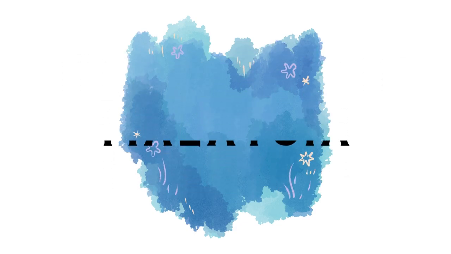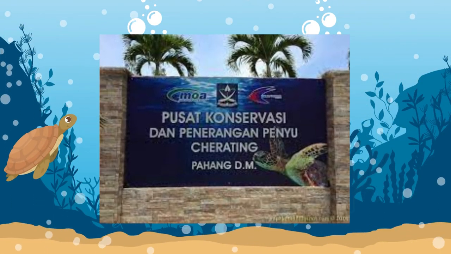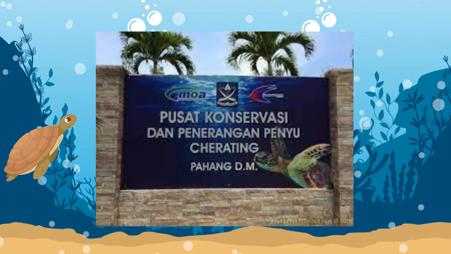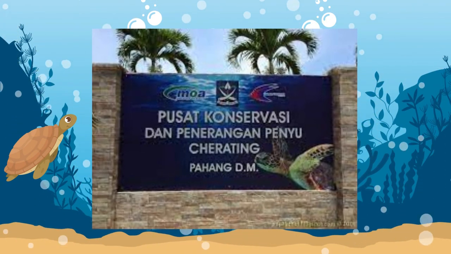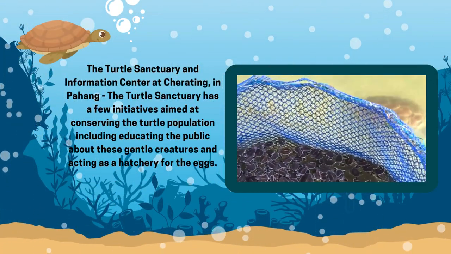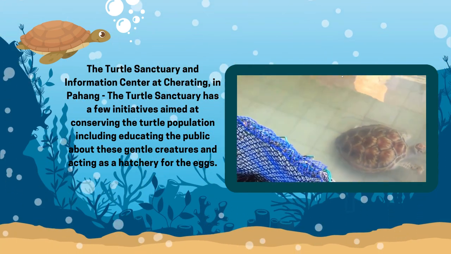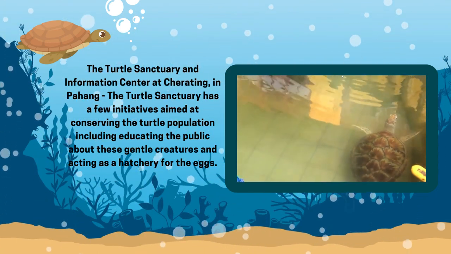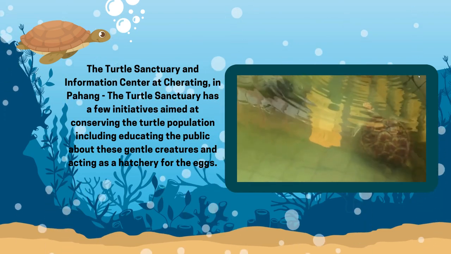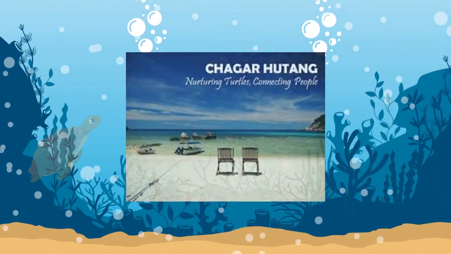Conservation action in Malaysia. The Turtle Sanctuary and Information Center at Cherating, Pahang is an example of ex situ conservation in Malaysia. The Turtle Sanctuary has a few initiatives aimed at conserving the turtle population, including educating the public about these gentle creatures and acting as a hatchery for the eggs.